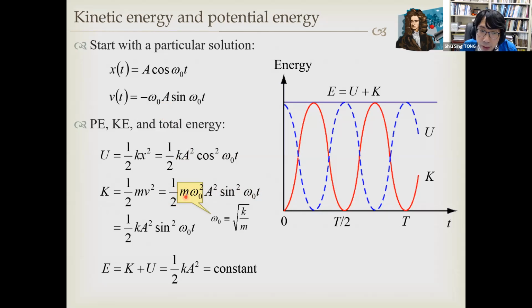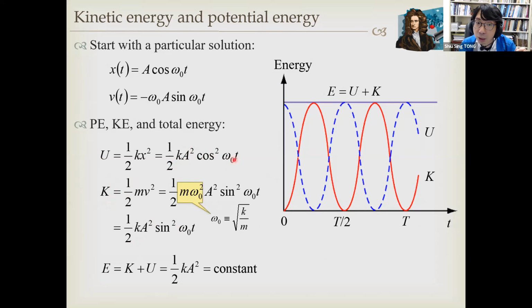Now, when we look at the kinetic energy coefficient carefully, we find that m omega naught squared is actually k. Why? Because omega naught is by definition the square root of k over m. So omega naught squared is actually k over m. And when I multiply by another m, the m cancels. And so the combination m omega naught squared is simply k. So both the potential energy and the kinetic energy have the same coefficient in front. And that coefficient is equal to half kA squared.